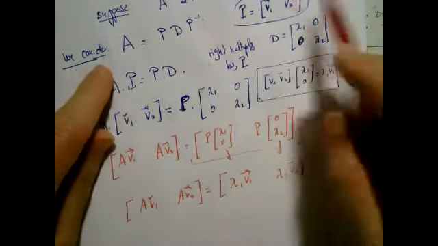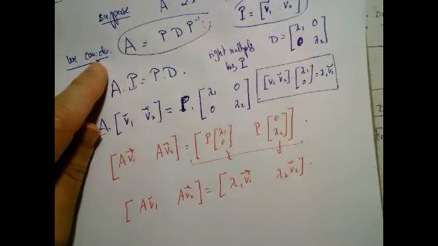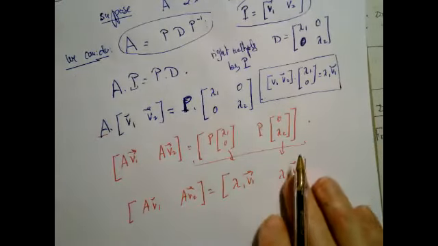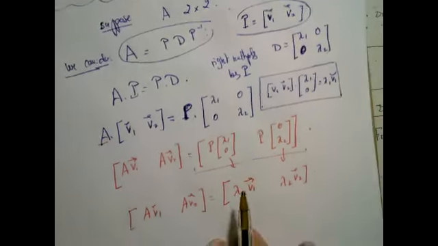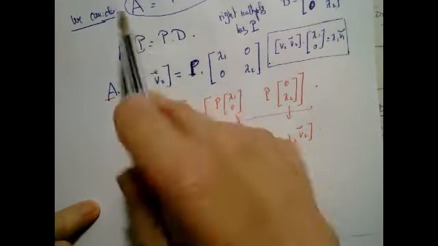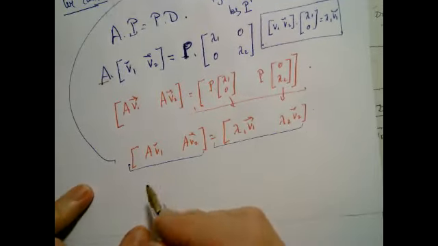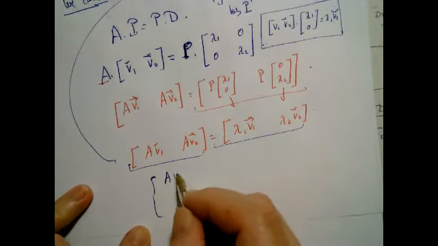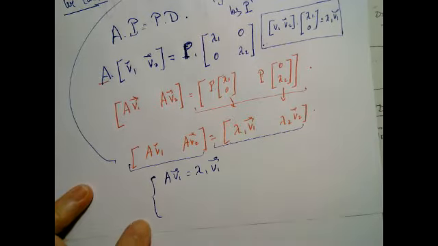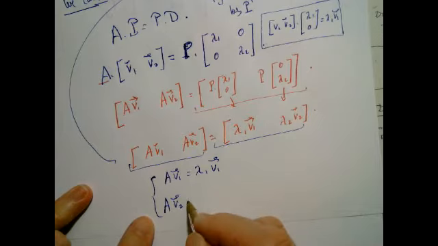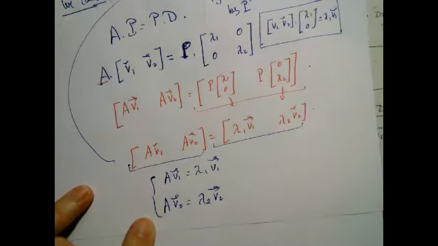So if I can factor the matrix this way, and I call V1, V2 the columns of P and lambda 1, lambda 2 the diagonal, then this matrix has to be equal to that. What does this mean? It means AV1 should be equal to lambda 1 V1, and AV2 should be equal to lambda 2 V2. But what does this mean?